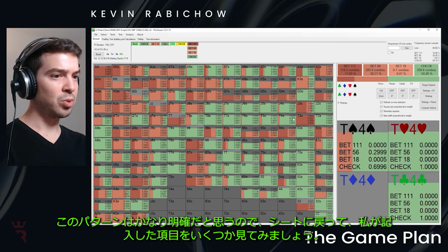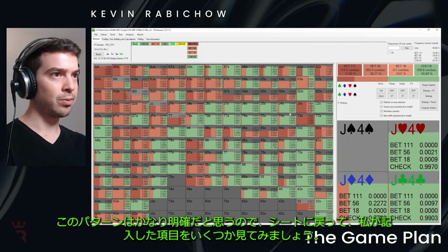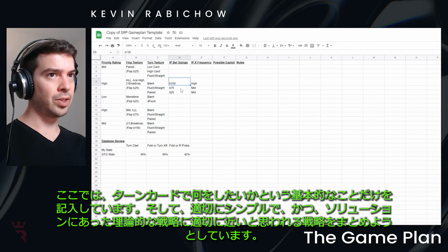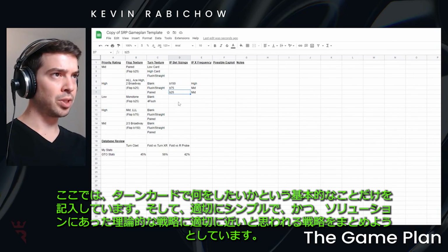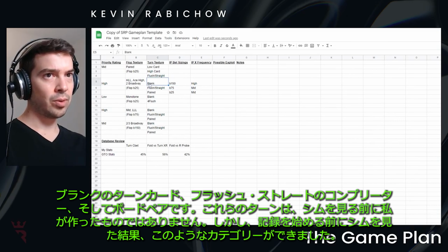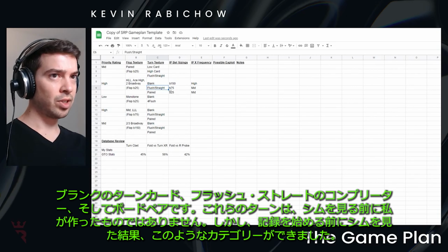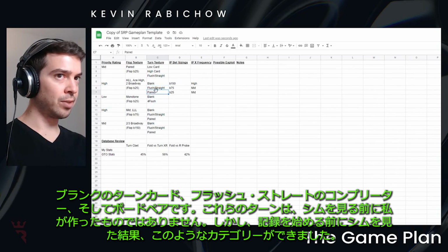So I think the pattern here is pretty clear. We can go back to the sheet and look at a few things that I've filled in. Here I've filled in just the very basic details of what I want to do on these turn cards. I'm trying to summarize a strategy that is both appropriately simple, but also appropriately close to the theoretical strategy that we found in the solutions. So I've got blank turn cards, flush or straight completer, and board pairs. These are categories of turns that I've created not in advance of looking at those sims, but as a result of looking at those sims before I started recording.